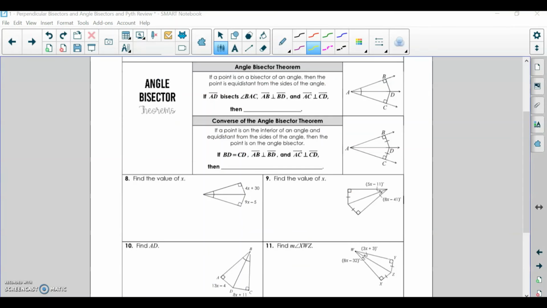Okay, so angle bisectors. What does an angle bisector bisect? It bisects an angle, so it creates two congruent what? Angles. Okay. So what you're looking for here is that this little bitty angle here is congruent to that angle there. So it creates two congruent smaller angles.